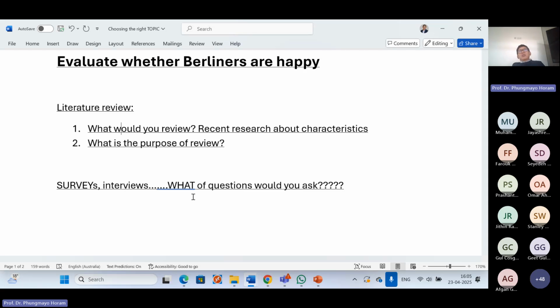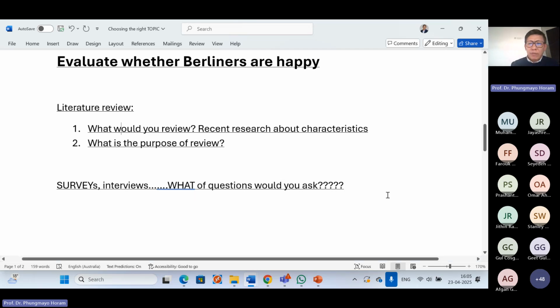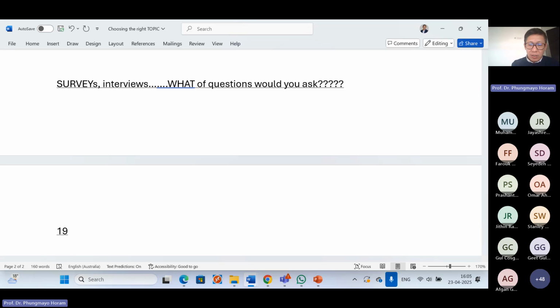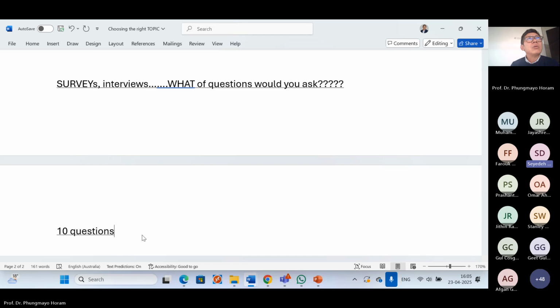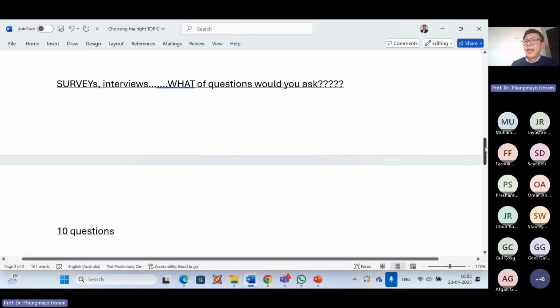So the question is, when you interview people, when you survey people, when you ask Berliners, what kind of questions would you ask? For example, let's say you have 10 questions. What are the questions? From where will you get information on what to ask? Professor, shouldn't this question come from other literature? Exactly.